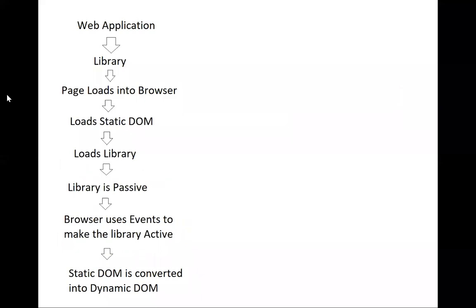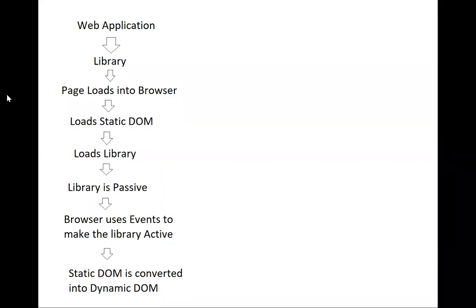That means we built an application, and in that we are using a library. And when we are using a library, first the page loads into the browser. After loading the page into the browser, the library loads into the browser. Page is ready, DOM is ready, library is also ready, but the library is not taking control over the page, over the DOM. That means it is not responding to you. You have to explicitly make the library active.